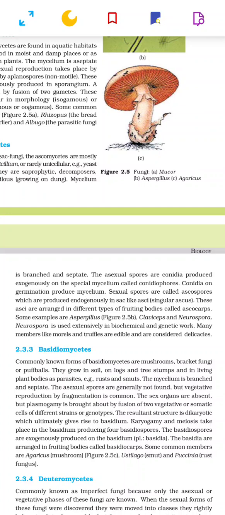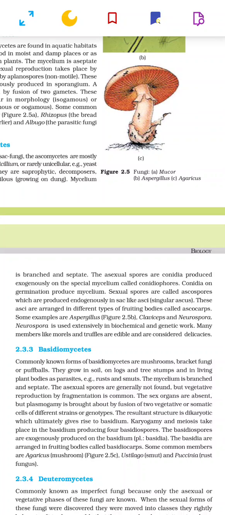Sexual spores are called ascospores, which are produced endogenously in sac-like asci, singular ascus. These asci are arranged in different types of fruiting bodies called ascocarps. Some examples are Aspergillus, Claviceps and Neurospora. Neurospora is extensively used in biochemical and genetic work. Many members like morels and truffles are edible and considered delicacies.